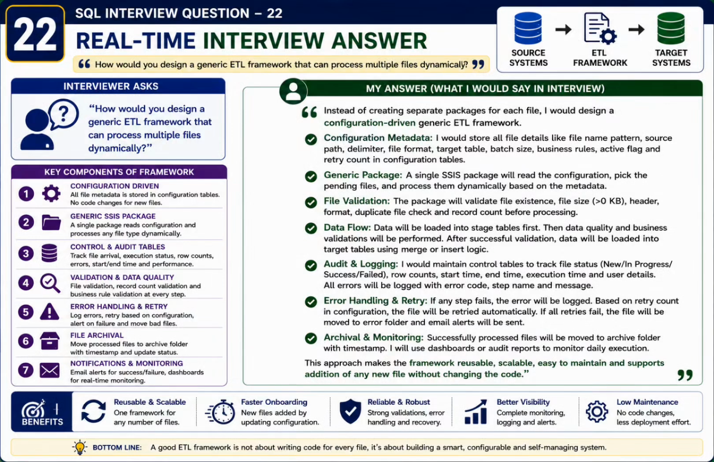If any step fails, the framework would automatically retry based on the configured retry count, send an email notification if required, and move failed files to an error folder. Successfully processed files would be archived. This makes the framework reusable, scalable, easy to maintain, and capable of processing new file types without any code changes.